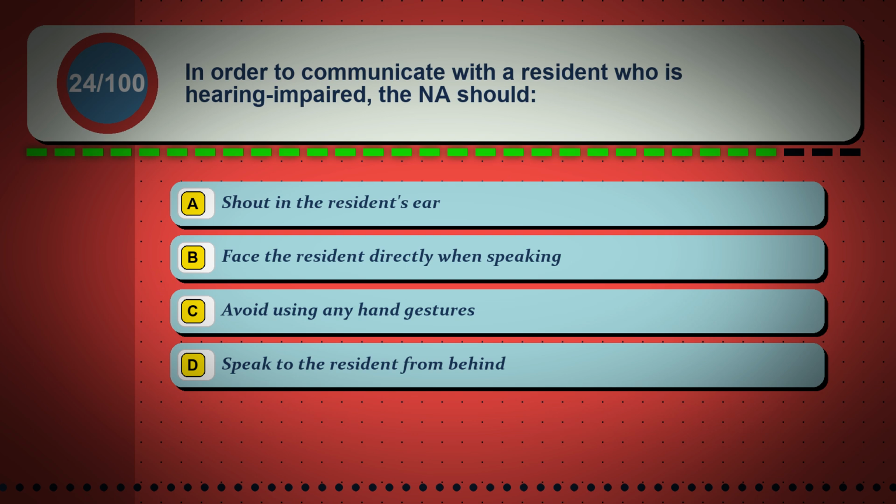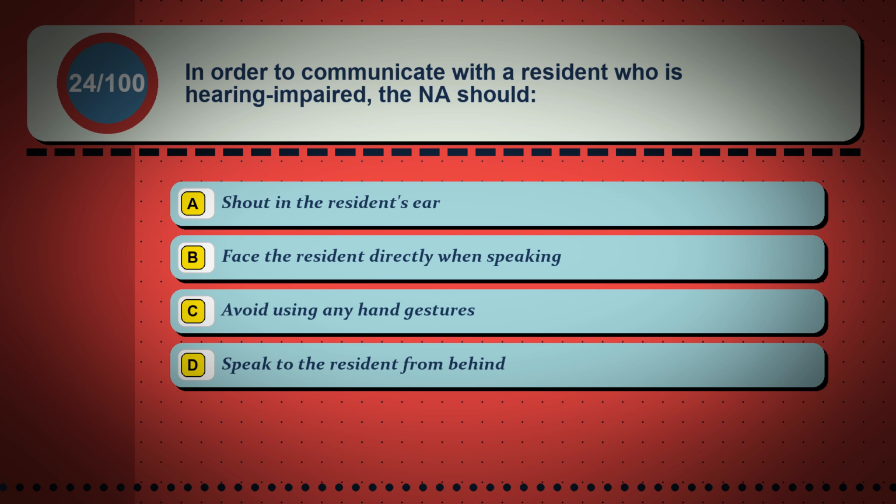Question 24. In order to communicate with a resident who is hearing impaired, the NA should: Option A. Shout in the resident's ear. Option B. Face the resident directly when speaking. Option C. Avoid using any hand gestures. Option D. Speak to the resident from behind.